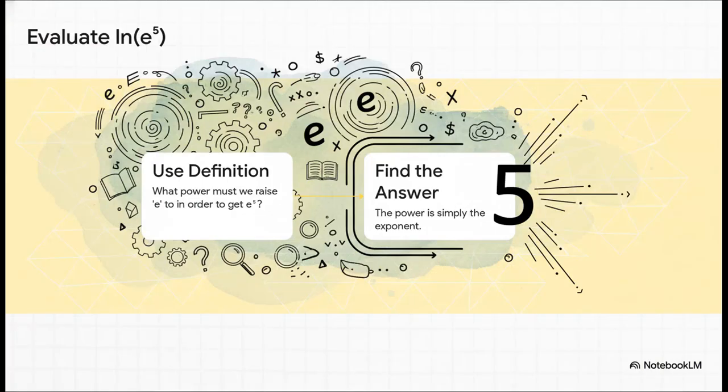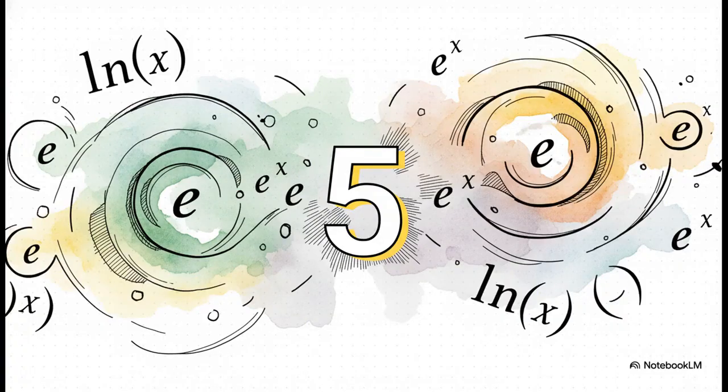Let's start with something straightforward. Evaluate ln of e to the 5th power. Okay, remember what ln means. It means log base e. So the question is really, what power do we need to raise e to in order to get e to the 5th? When you say it out loud like that, the answer is just staring you in the face. Yep, it's just 5. The natural log and that exponential base e are inverses of each other. They basically undo one another, leaving you with just the exponent.